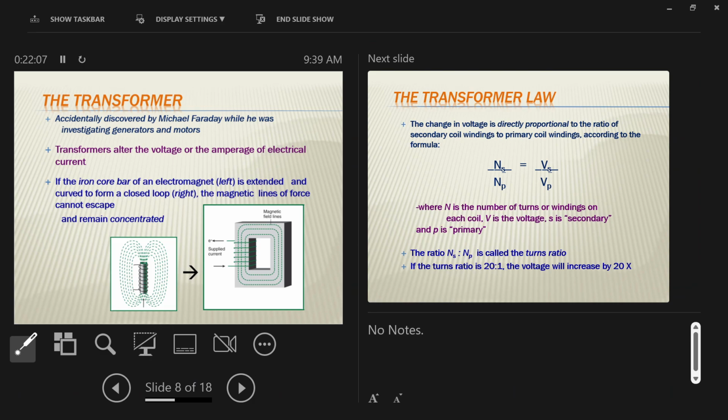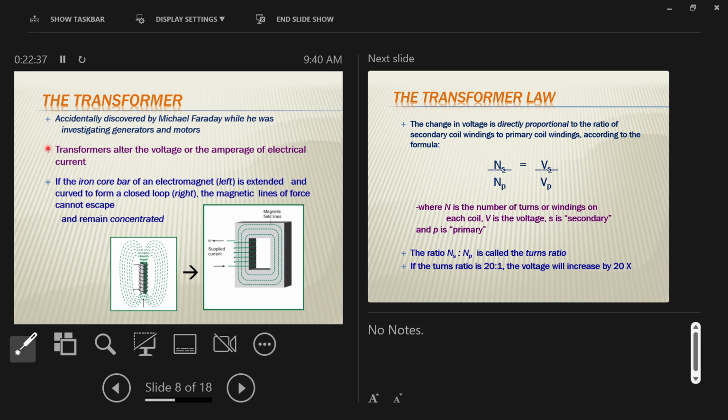Well, let's just say it like this, because I've got better pictures in an upcoming couple of slides. Anyways, an accidental discovery in the early days of learning about electricity. Transformers are really neat devices that can alter the voltage and the amperage of electrical current. What law have we learned that tells us about how voltage, amperage, and resistance play together?